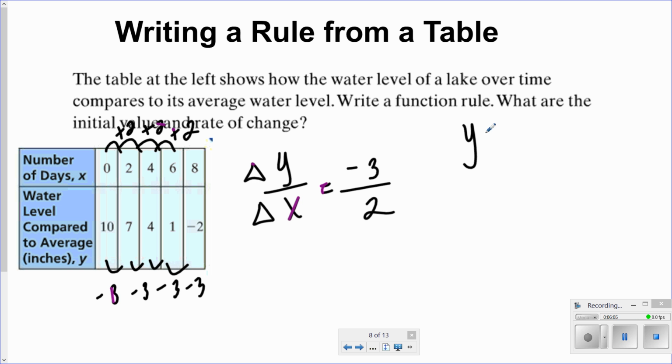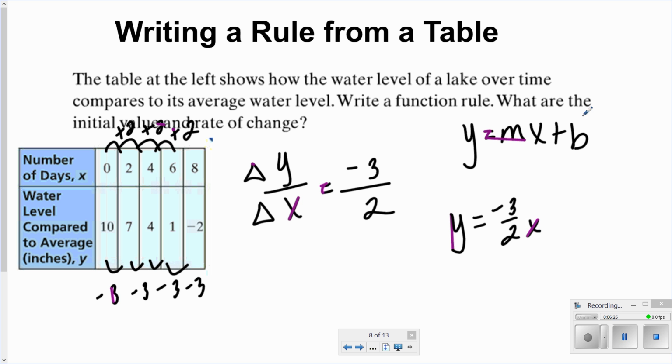What goes in front of my input, my X? So how I would write this out? I'm going to put Y equals, I'm going to put my rate of change, negative 3 over 2, X. And now how do I find what the B is, what the initial value is?